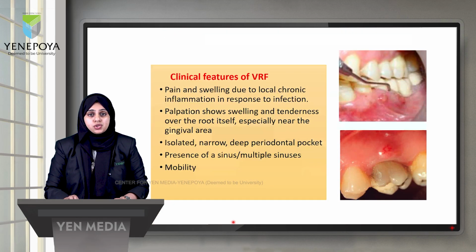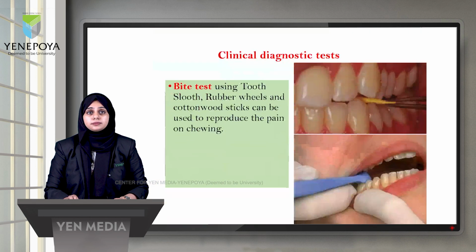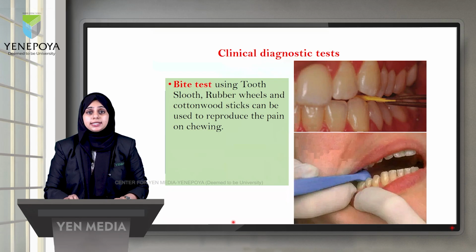What are the clinical features of vertical root fractures? Pain and swelling due to local chronic inflammation in response to the infections, palpation that shows swelling and tenderness over the root itself. There will be isolated, narrow, deep periodontal pockets and mobility, presence of a sinus or multiple sinuses. It is a pathognomonic feature of vertical root fracture. What are the clinical diagnostic tests?